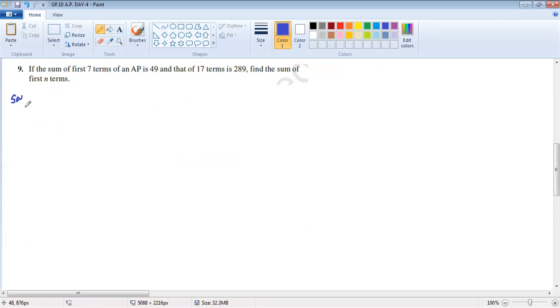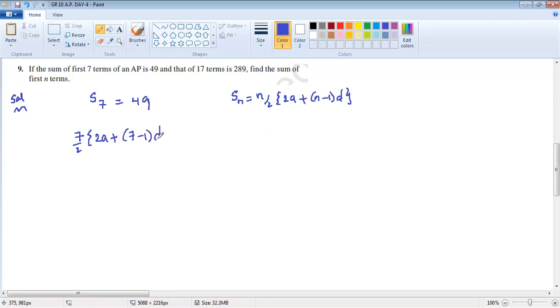He said the sum of 7 terms, so S7 is equal to 49. We know the formula Sn is equal to n by 2 into 2a plus n minus 1 into d. You are supposed to apply this formula. S7 is equal to 49, so write the n value as 7: 7 by 2 into 2a plus 7 minus 1 into d, which is equal to 49.